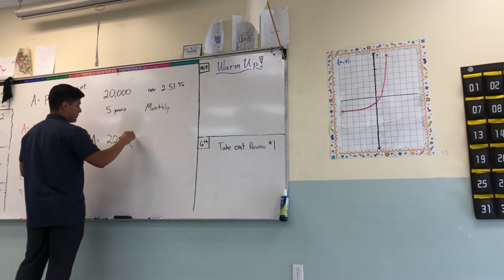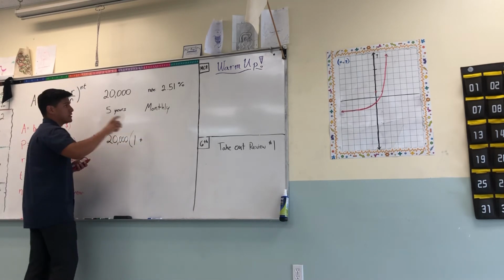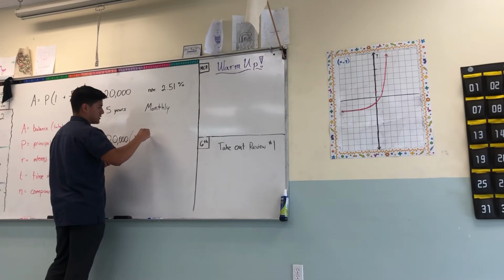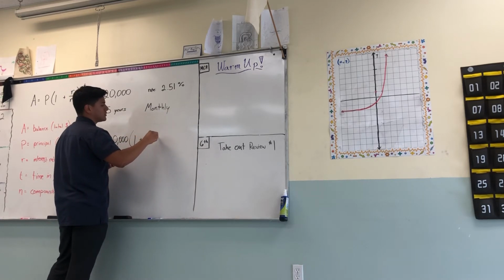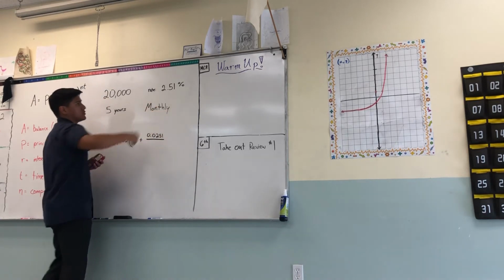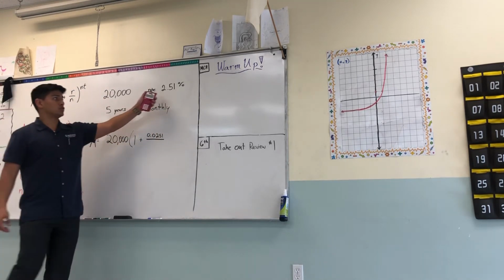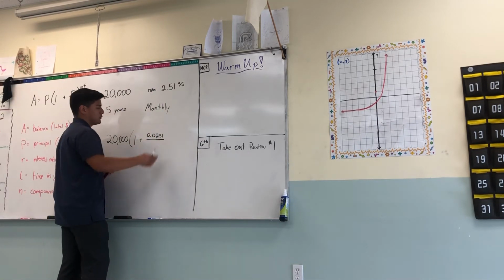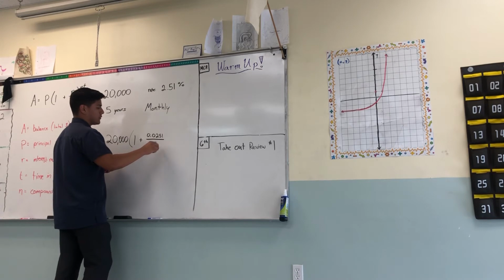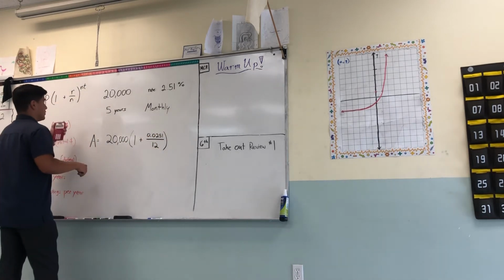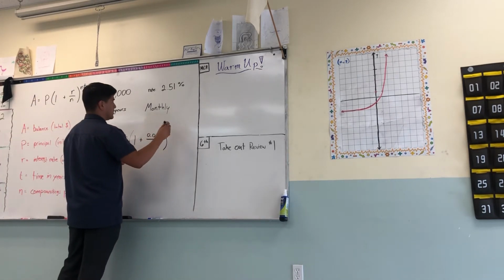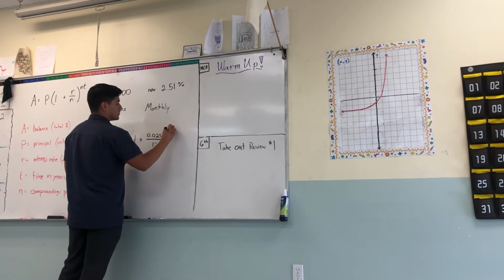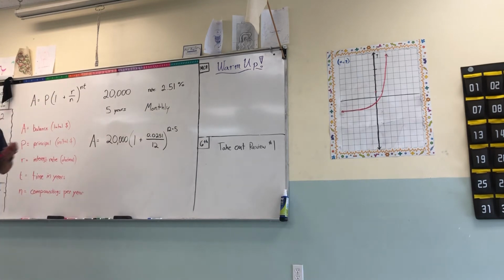times 1 plus, what's our rate? 0.0251 over 12. This is a percent, which means it's going to be over 100. So 2.51 hundredths. That's going to be 0.0251 over 12, okay? Now, to the n times t, what is n? 12. What is t? 5, okay? So this is how you have to set it up.